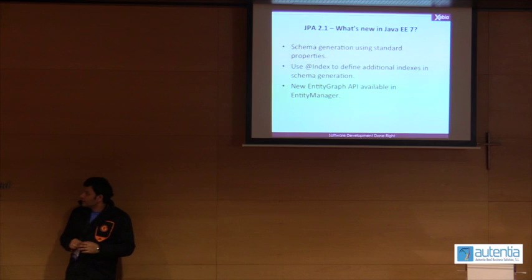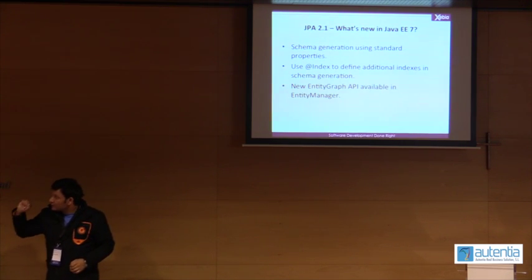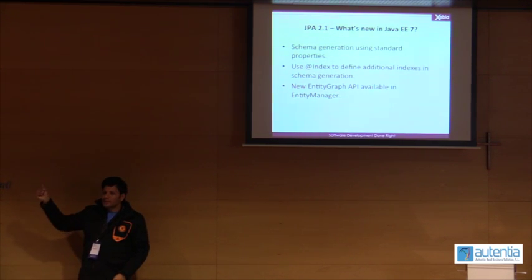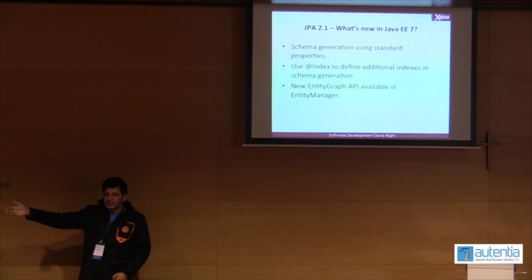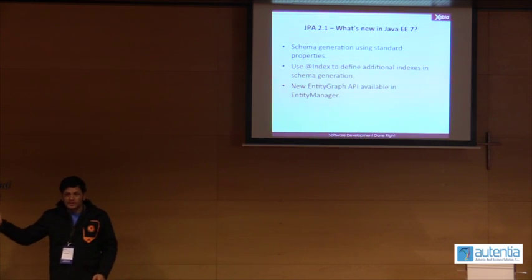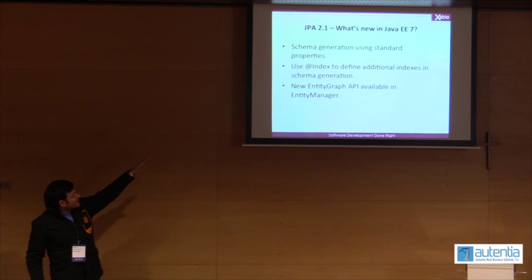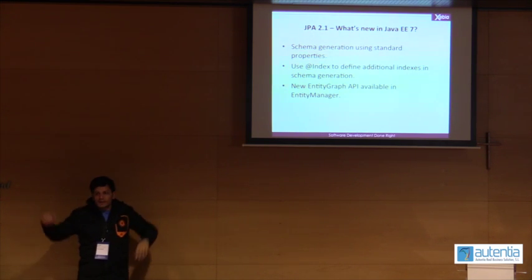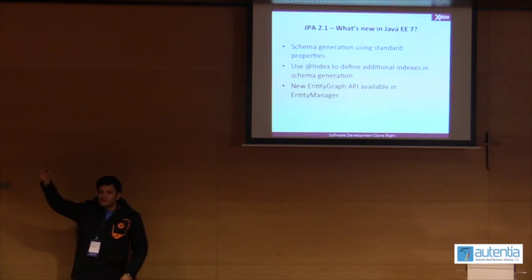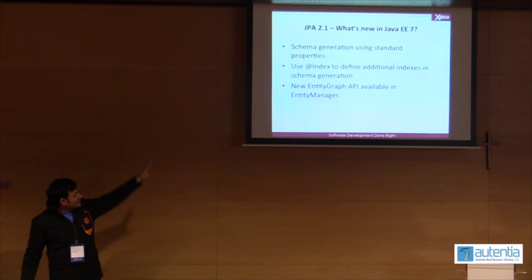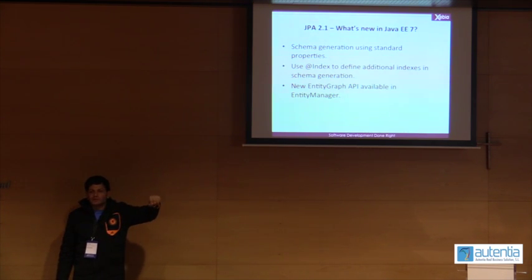There are a few interesting JPA changes that have been introduced. One is that if you are aware of Hibernate hbm2ddl, which allows you to create databases, now that has been replaced by standard properties, and there is a way to add indexes now on your classes. So when you have an entity, you can just mark it with the index annotation and define your indexes there. And there is a cool new API called entity graph, which allows you to specify which objects you want to fetch from the database.